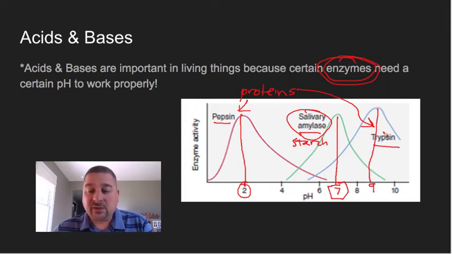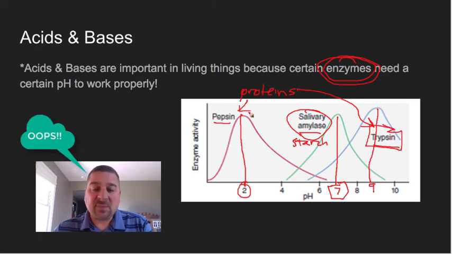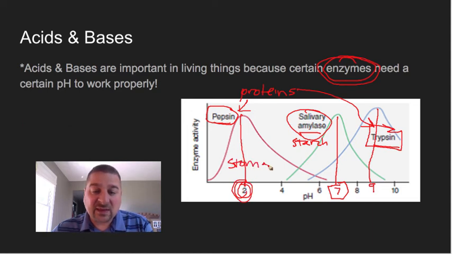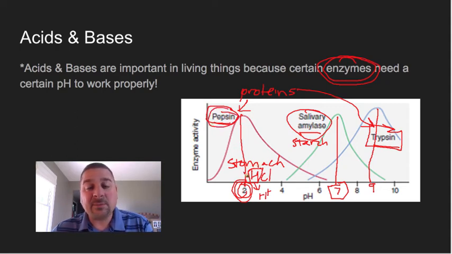When you swallow your food, pepsin begins to digest proteins because it has a pH of 2. This is found in your stomach, and stomach acid, hydrochloric acid, the H plus ions that will be released, makes it very acidic, so pepsin can only work in a very acidic environment.